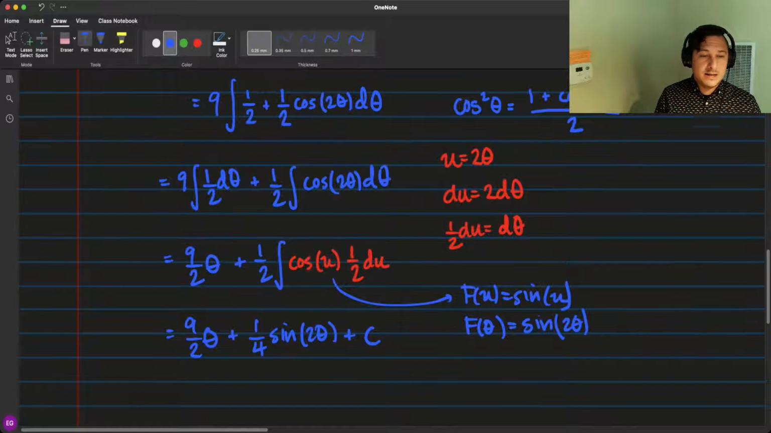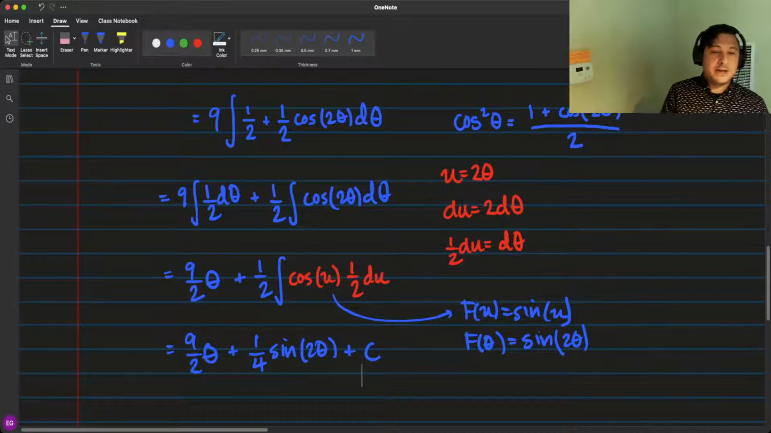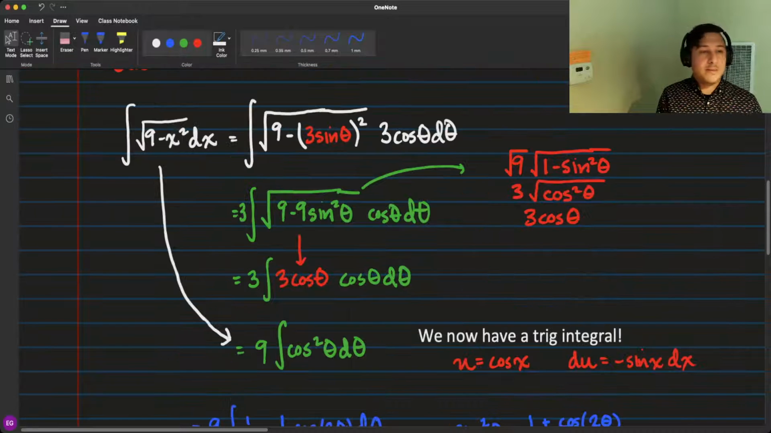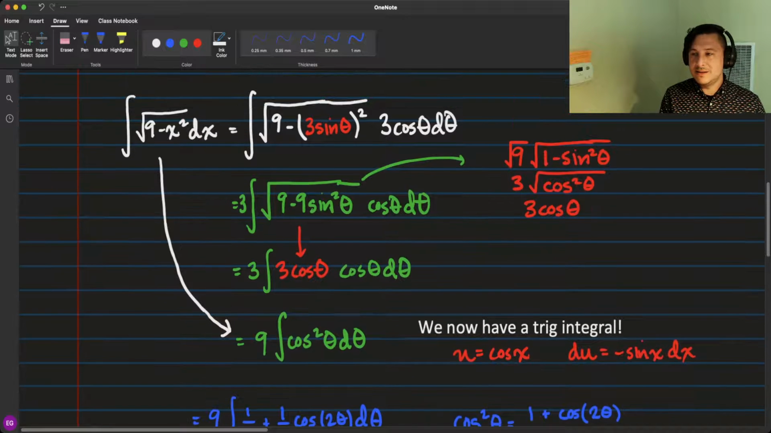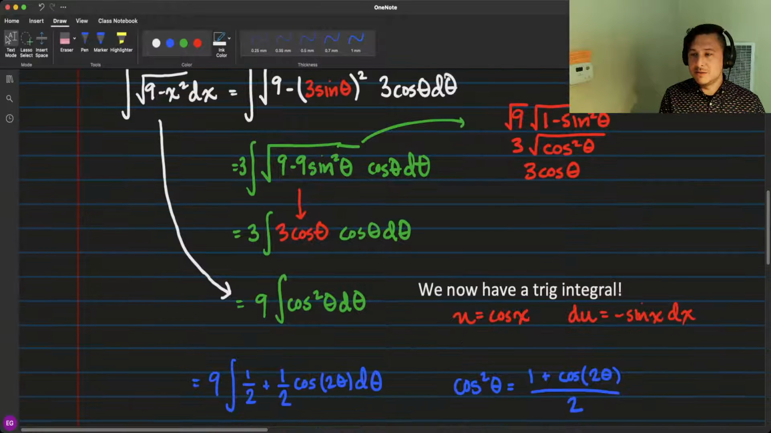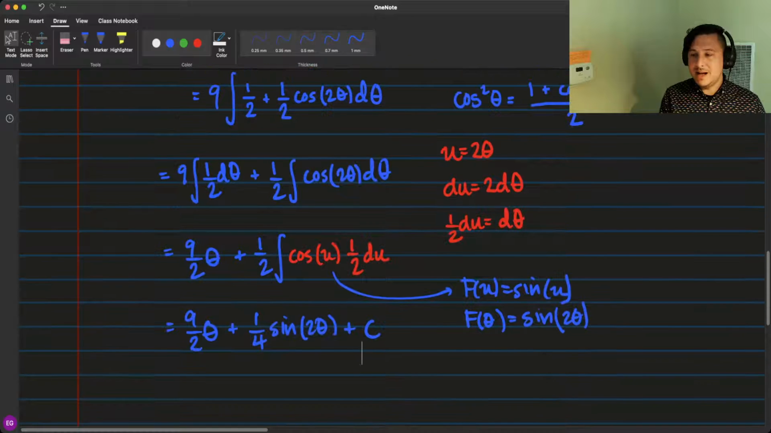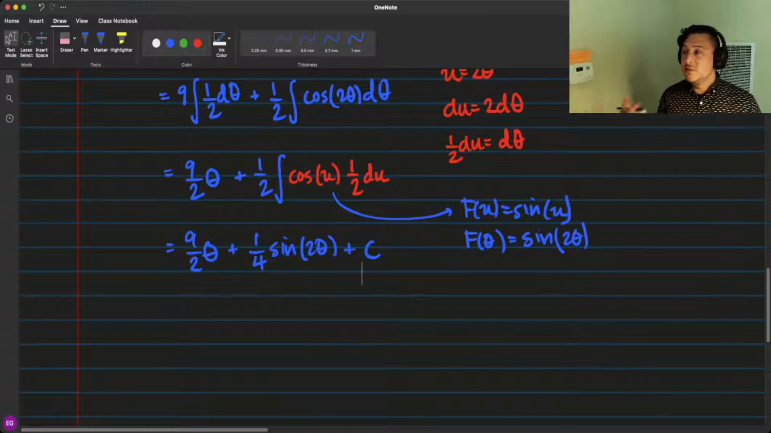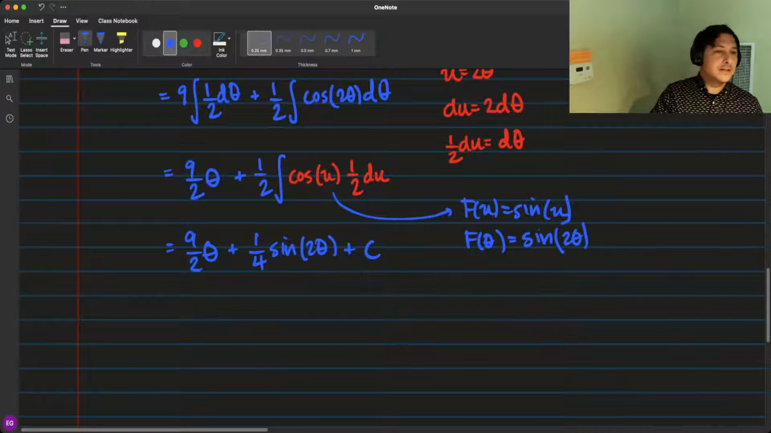We're not done yet, because if you go back to the original problem, what was my variable? It was the integral of square root of 9 minus x squared dx, right? That's in terms of x's. Now we have an antiderivative in terms of theta. So what do I need to do? I need to substitute back to x's to get my proper answer.